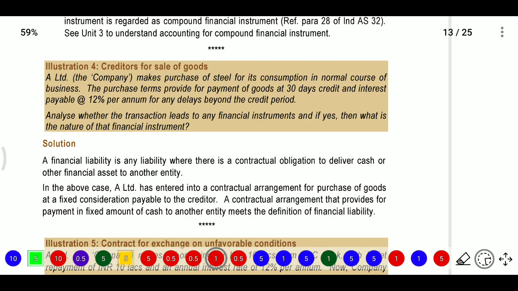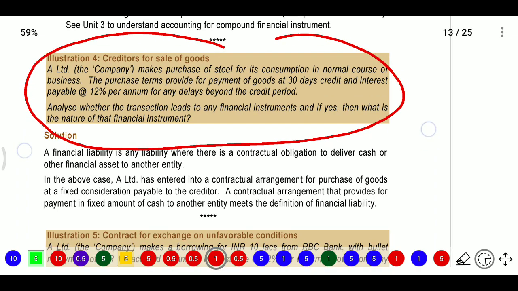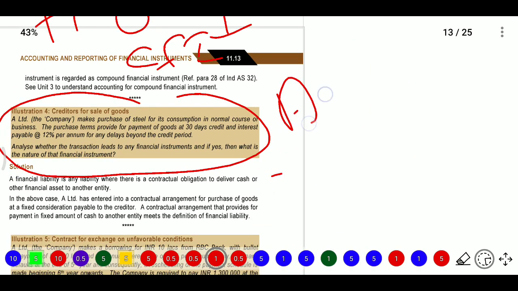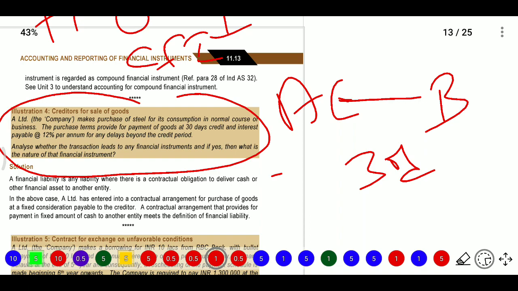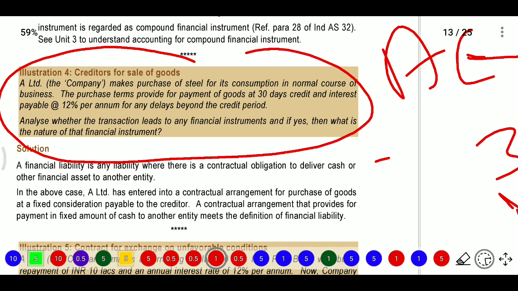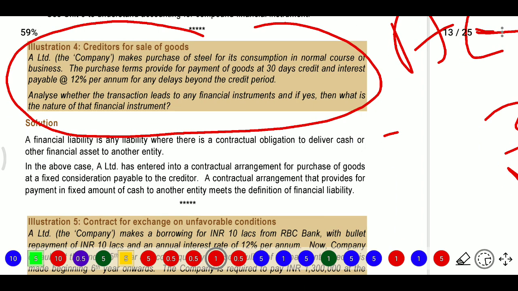And for credit for sale, here some company is there, A Limited, and it has purchased some goods in normal business. So from B it has purchased some goods. Here the payment, it will pay in 30 days, and interest will be 12% if it pays later. So we also see this in contractual assets. So here it is the reverse case. Purchase in contract financial assets we have seen in sales.